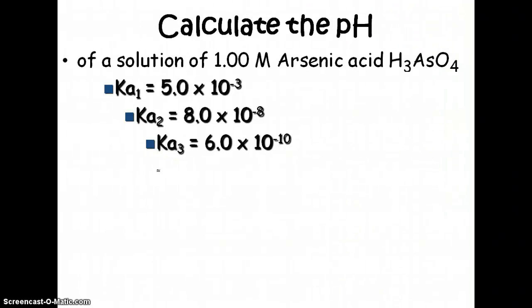All right, so let's look at a practice problem. So here we have H3AsO4, which is arsenic acid, and it's a 1 molar concentration. Then we have 3 different Ka values, 1, 2, and 3 for each of the hydrogens that comes off. And it wants us to calculate the pH. These are so much smaller than the original that we really only need to look at Ka1. So we're just going to scratch out Ka2 and Ka3 because they're not going to be very important.